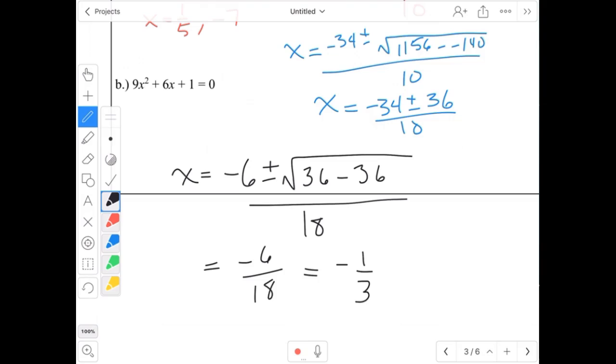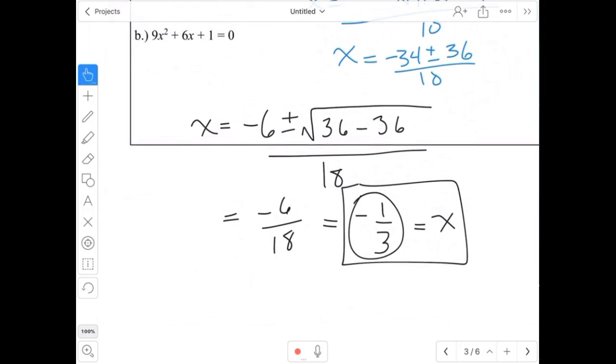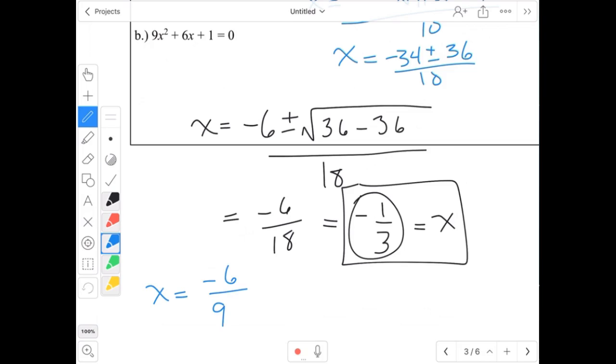If you only have one answer, that means that this value would be your vertex. So negative 1/3 is our one x value for this scenario. We could even double check that too. We could use our vertex formula. Remember, your vertex formula is x equals negative b over 2a. So that would be negative 6 over 9 times 2, which would again give us negative 1/3. That's just to double check what we just did there, that we're only going to have one answer.